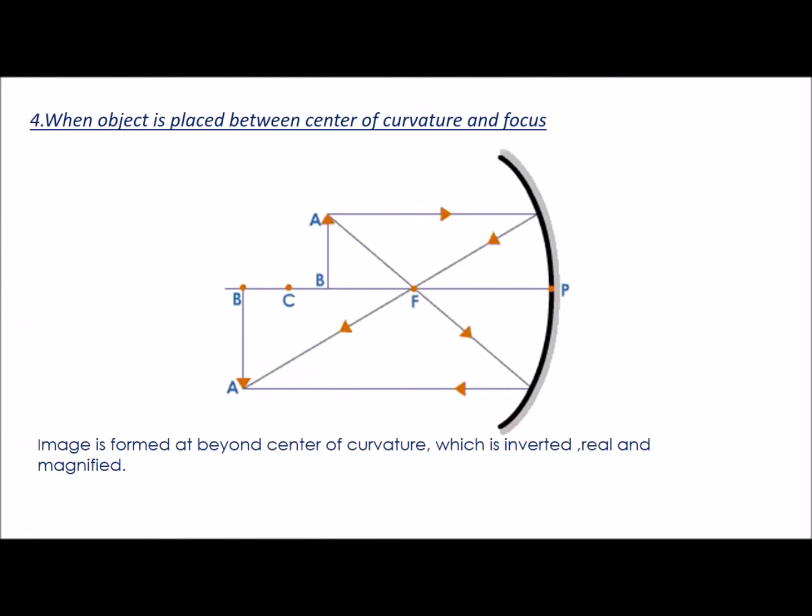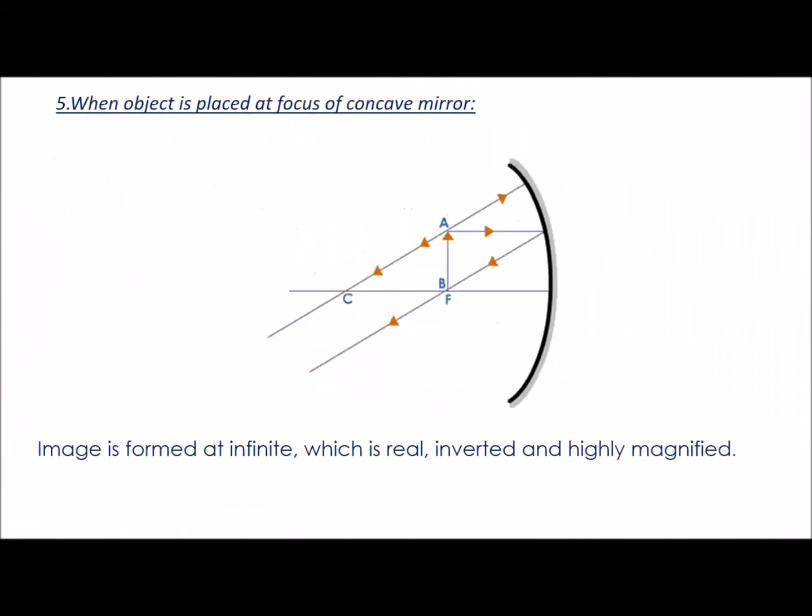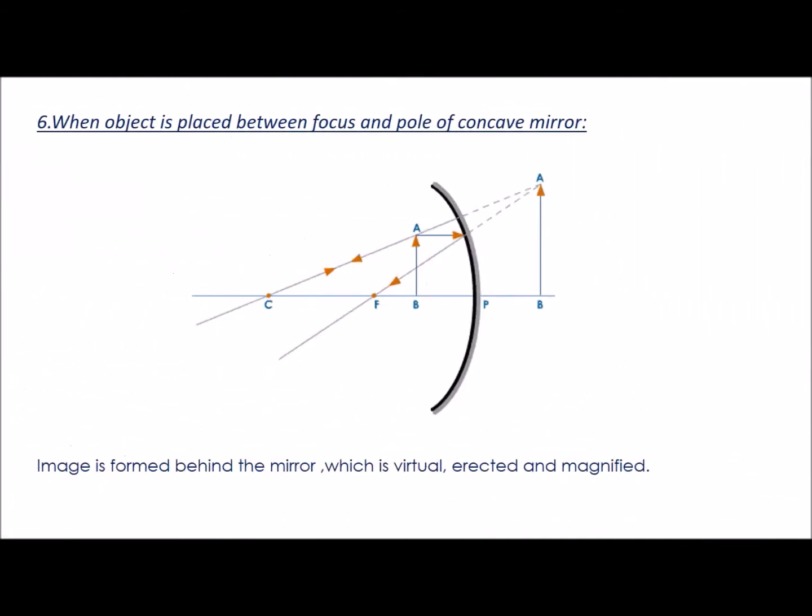4. When the object is placed between the center of curvature and focus, the image is formed beyond the center of curvature, which is inverted, real and magnified. 5. When the object is placed at the focus of the concave mirror, the image is formed at infinity, which is real, inverted and highly magnified. 6. When the object is placed between focus and pole of the concave mirror, the image is formed behind the mirror, which is virtual, erect and magnified.